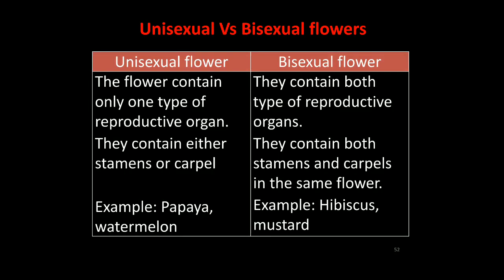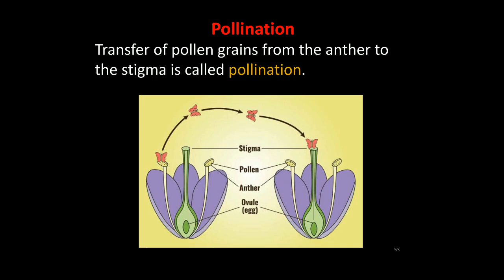Unisexual versus bisexual. In a unisexual flower, the flower contains only one type of reproductive organ. They contain either stamens or carpel. Papaya and watermelon. Bisexual flower, they contain both types of reproductive organ. They contain both stamens and carpels in the same flower. Example, hibiscus and mustard. What is pollination?